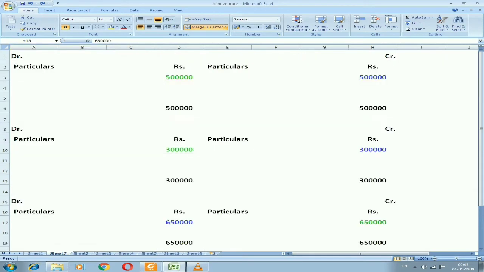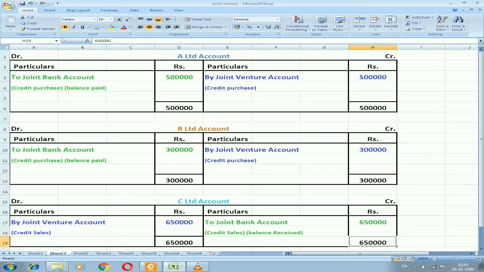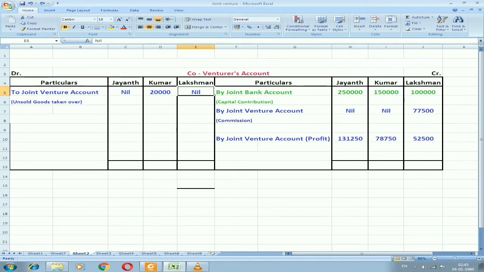And also under A's account, B's account and C's account, we don't have any entries related to co-venture. Total will be the same on the credit side and the debit side. So balance is transferred to joint bank account. For Jayant, 3,81,250. For Kumar, 2,08,750. For Lakshman, 2,30,000.